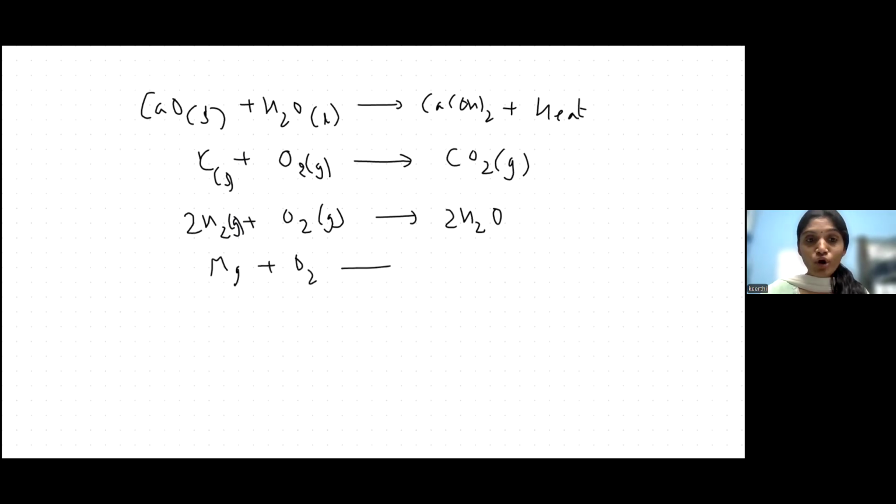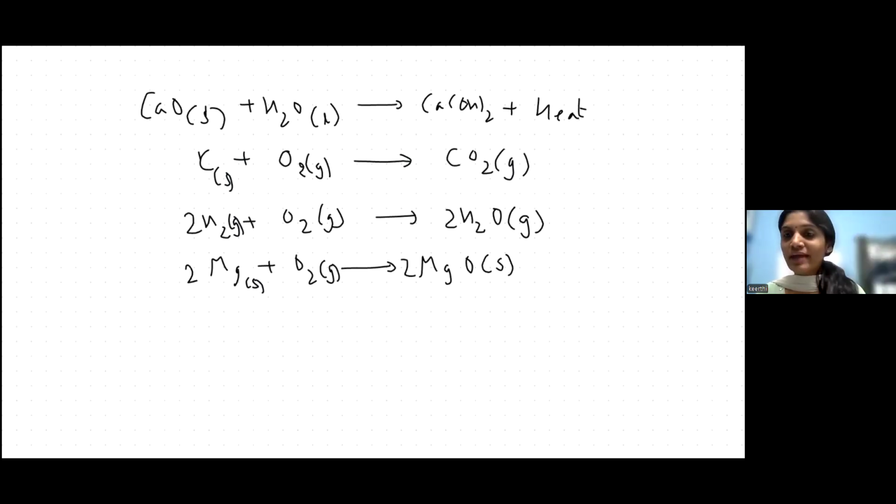Now we forgot to write the physical states here. Here, water also will be in gaseous form. Magnesium is in solid form, oxygen is in gaseous form, and as I keep on telling you, all metal oxides will be in solid form. Now, if I balance the reaction, here it will be 2 MgO and here it will be 2 Mg.